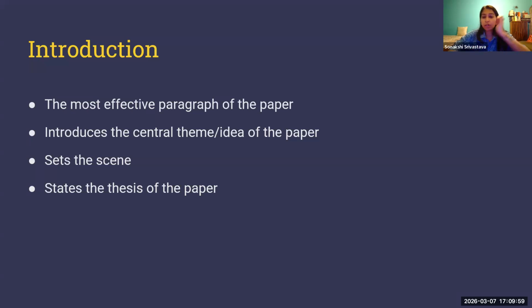A tip here is to remember that an introduction is the what of your paper or your academic project. And if you remember this clearly, you will know what to write in your introduction. And that's very true. If you just look at the last three points, the central theme, setting the scene, and stating the thesis of the paper, this is basically the what of your project. What is this project about? What is this paper about?